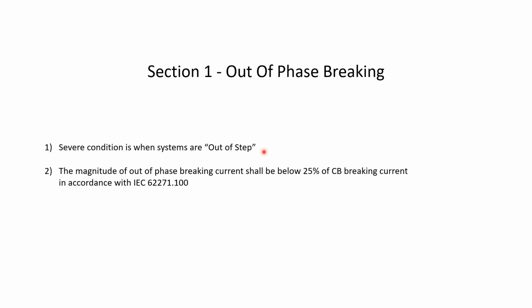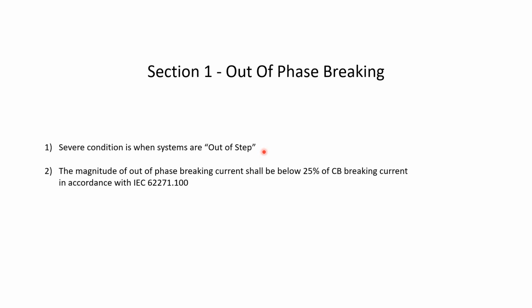In this case, the severe condition is when systems are out of step. So we have loss of synchronism between two areas, and a circuit breaker between two areas is going to break the current and make the islanding of the system.